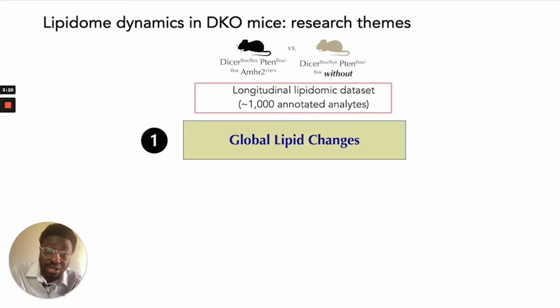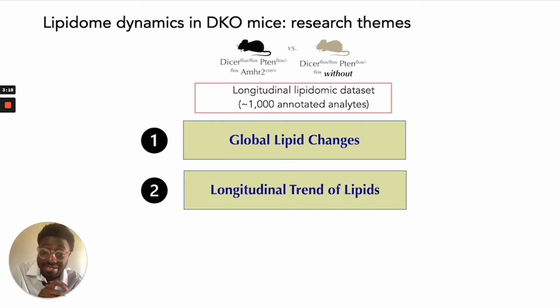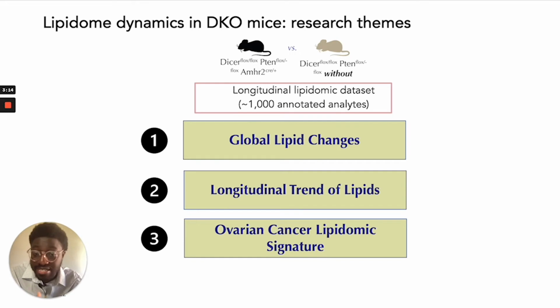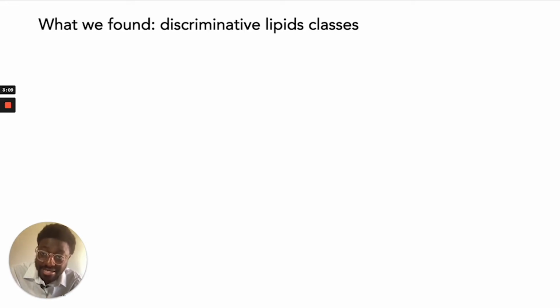First, we want to study the global lipid changes. What are the longitudinal trends of the lipids? How do they change over time? And what is the ovarian cancer lipidomic signature? These concerted analyses led us to discover some discriminative lipid classes, which I will be discussing now.